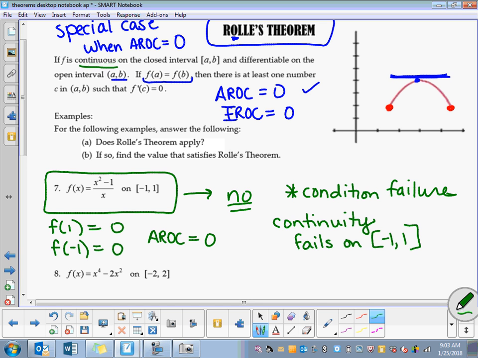Why is this function, where, I guess is a better way to ask that, where is this function not continuous over the interval negative 1 to 1? Because we're not continuous at that number within the interval, we can't use Rolle's theorem over the interval. We can't use mean value theorem over the interval. We can't use intermediate value theorem over the interval. Right? All these theorems require continuity.